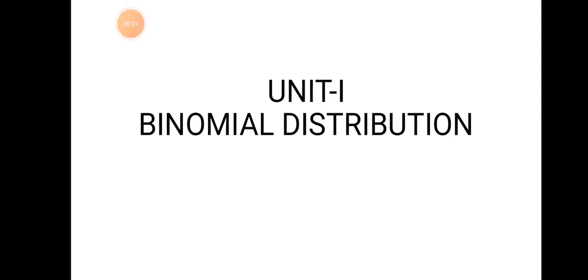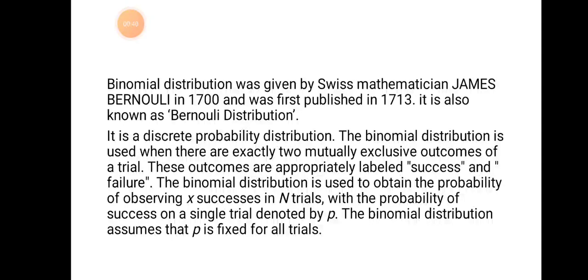So first let us see. In this session we are going to look into only binomial distribution. So let us see what is binomial distribution. Binomial distribution was given by Swiss mathematician James Bernoulli in 1700 and was first published in 1730. It is also known as Bernoulli distribution as it is given by the Swiss mathematician James Bernoulli. It's also called as Bernoulli's distribution.